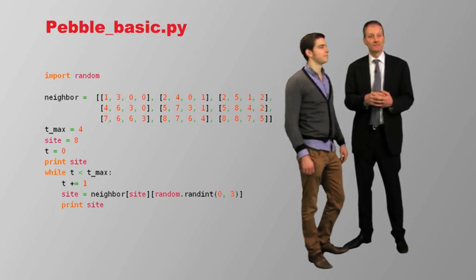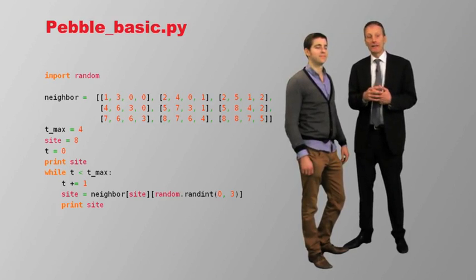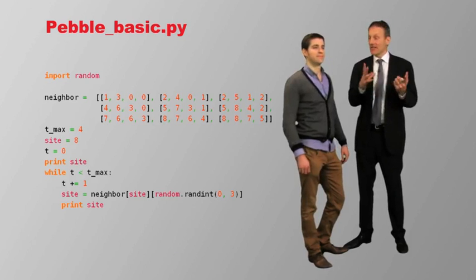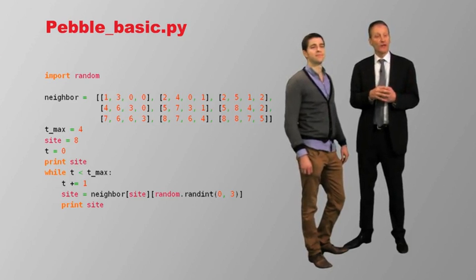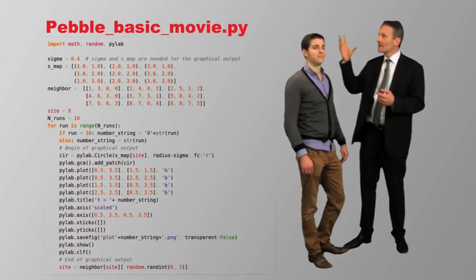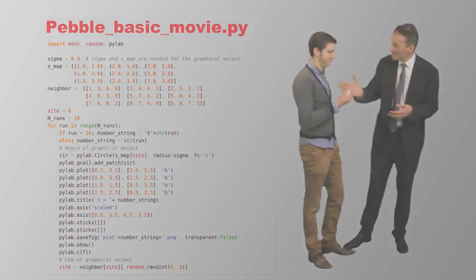But before moving on, please take a moment to download, run, and modify the programs we just discussed. On the Coursera website, you will find the program pebblebasic.py that we just discussed. You will also see the pebblebasic movie.py that produces the nice graphics output. Okay? It's your turn.